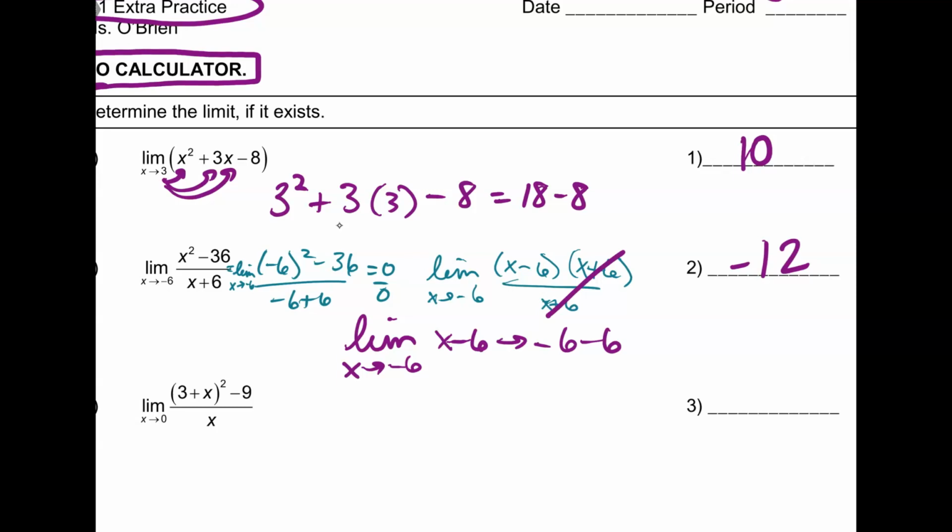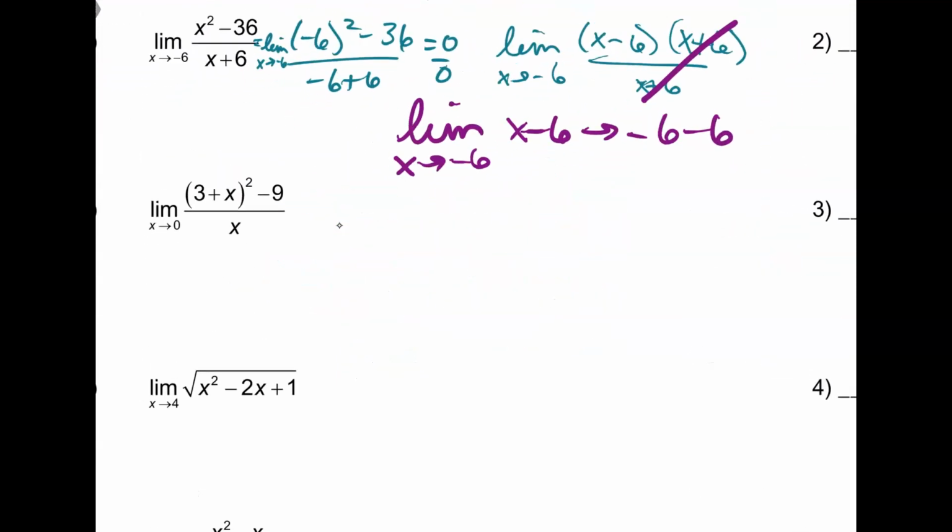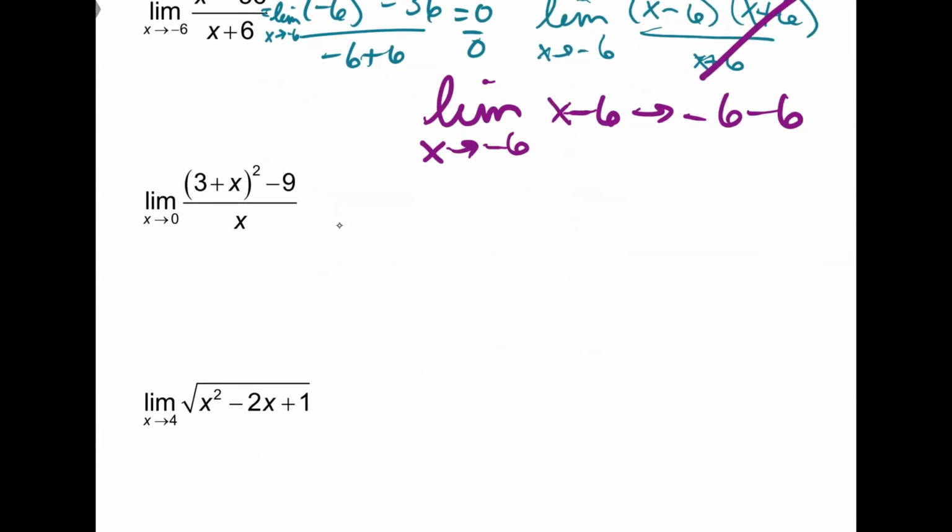Next person. We're going to the top of the list again. Noah, how about this one? Well, we'll see. For this one, you can plug in 0, and 0 plus 3 is 3. 3 squared is 9. 9 minus 9 is 0 over x. It's indeterminate, so it's 0 over 0. And then what you do is you break it up. So 3 plus x squared minus 9 is over x. What is this? Do a difference of squares.